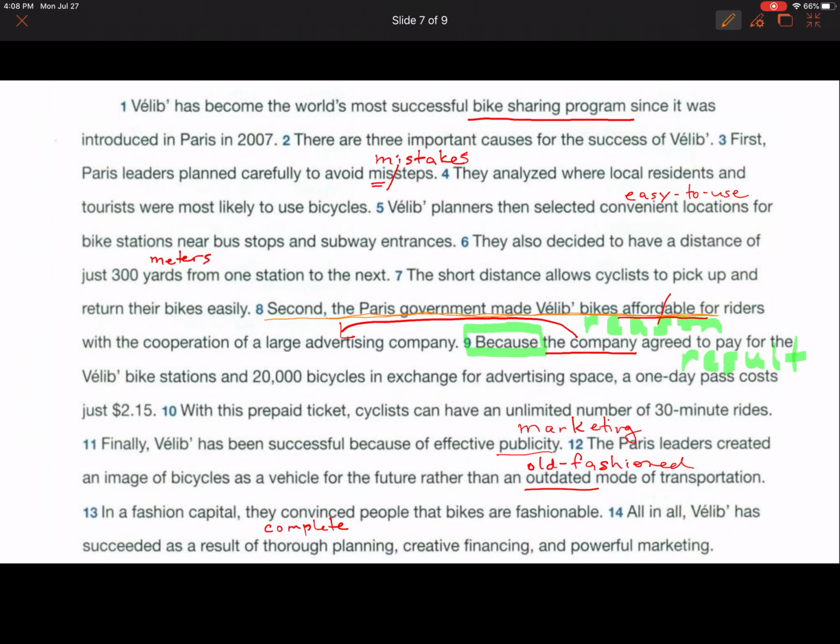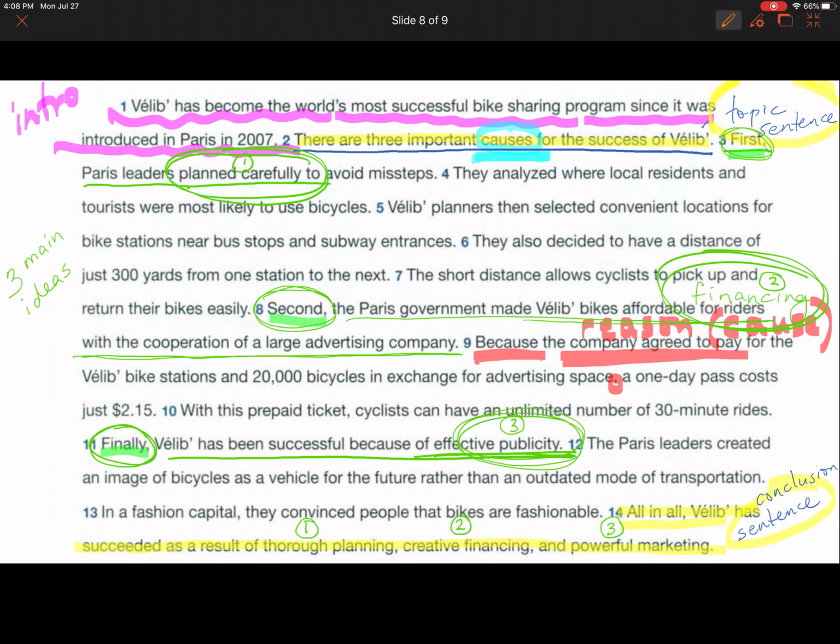Okay, let's take a look at the questions you had to do and the answers. So you can see here that I've color coordinated the answers of the questions. Okay, we were asked to identify the topic sentence, and I've done this in yellow. There are 3 important causes for the success of Vélib. So does this paragraph focus on causes or effects? It focuses on causes.